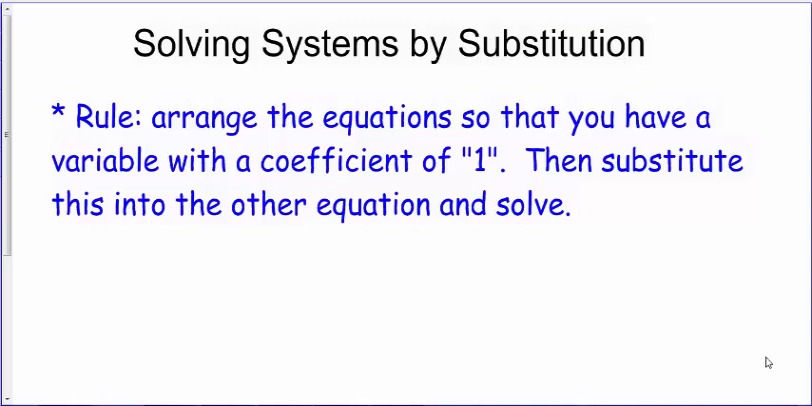Solving system of equations by substitution, part 1.